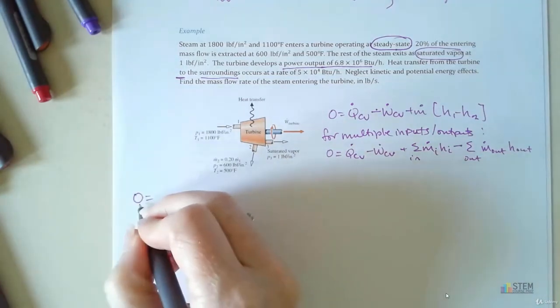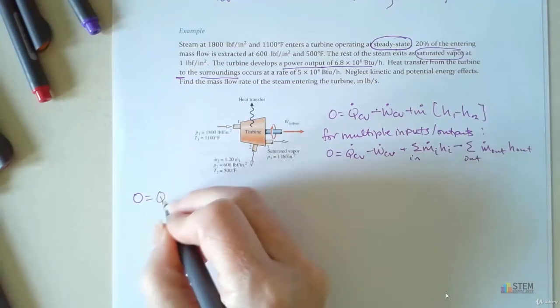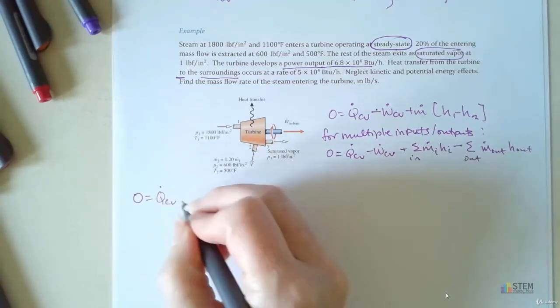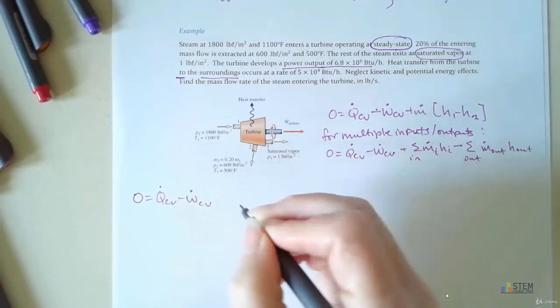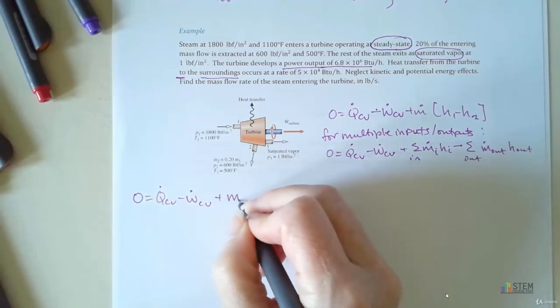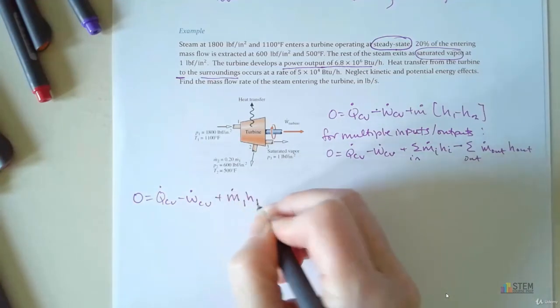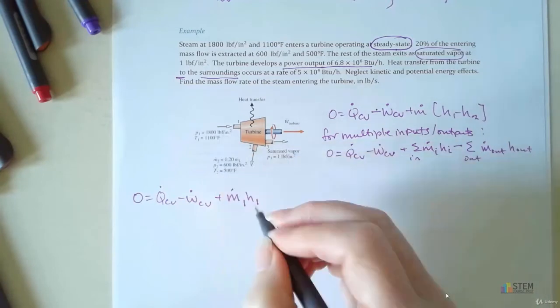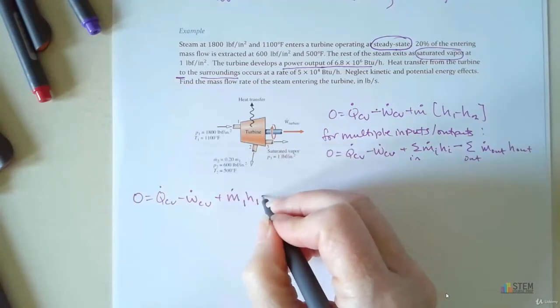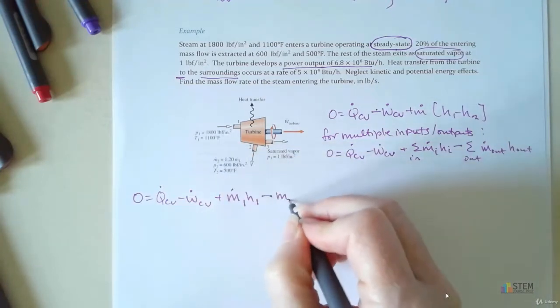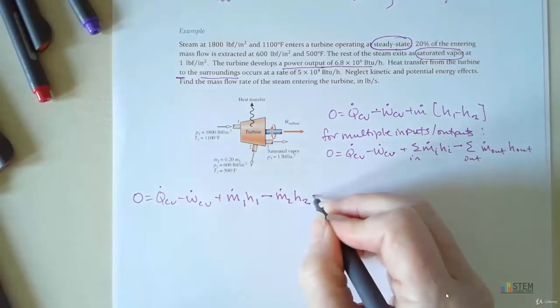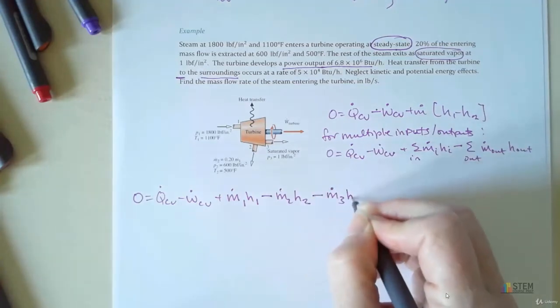We're still going to have 0 on the left. We'll have that equal to Q dot minus W dot plus M1 dot times H1. That's for the inlet. Now the outlets you're going to subtract. So we're going to have minus M2 dot times H2 and minus M3 dot times H3.